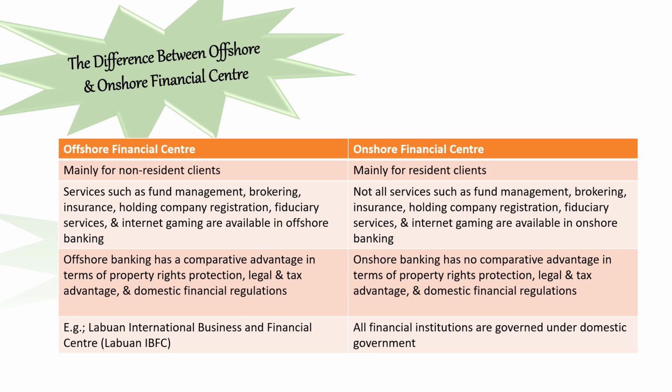Third, offshore banking has a comparative advantage in terms of property rights protection, legal and tax advantage, and domestic financial regulations. Meanwhile, onshore banking has no comparative advantage in these areas. And fourth, an example of an offshore financial center in Malaysia is the Labuan International Business and Financial Center, or Labuan IBFC. Meanwhile, for onshore financial centers, all financial institutions that are governed under the domestic government are considered onshore financial centers.